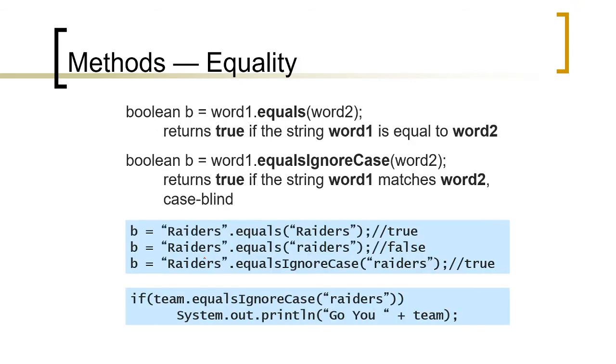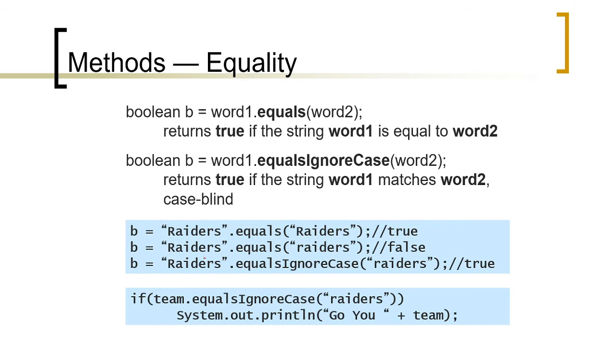Okay, so boolean b equals word1.equals(word2). This is equality. It will just return true if word 1 is lexicographically the same as word 2. If it is not the same, it will return false. Okay? We also have what we call equalsIgnoreCase.